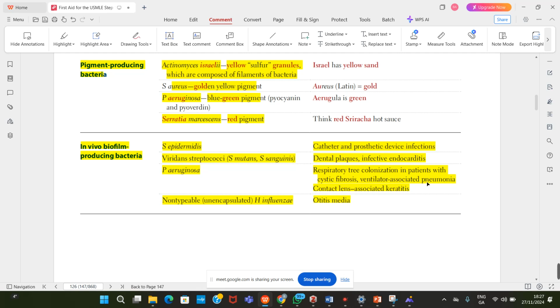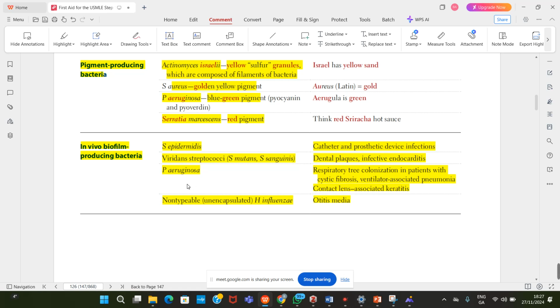People on a ventilator can develop pneumonia. Once you are on a ventilator and developing pneumonia, they will give you coverage for Pseudomonas. That person must receive coverage for Pseudomonas aeruginosa because it can colonize the ventilator pathway and form biofilm. That's that about Pseudomonas. And lastly, cystic fibrosis.